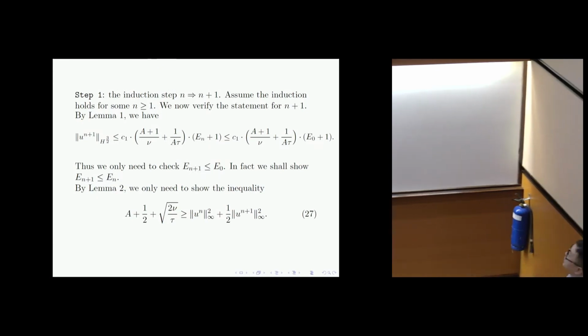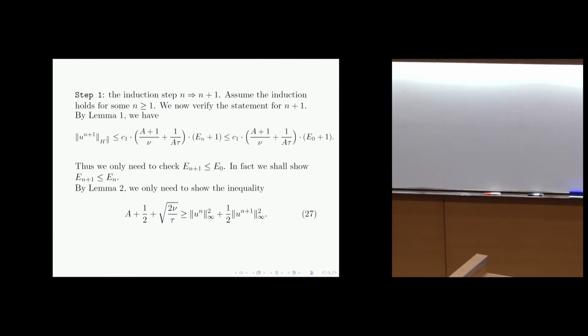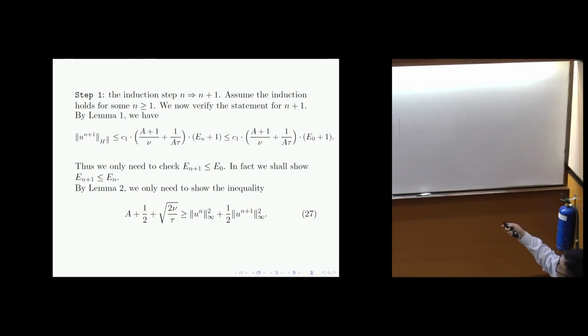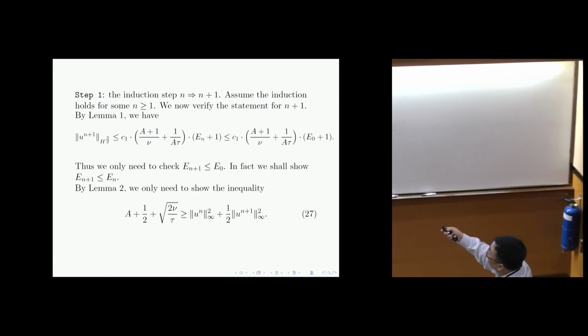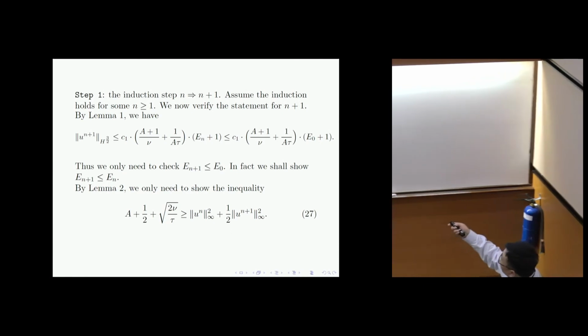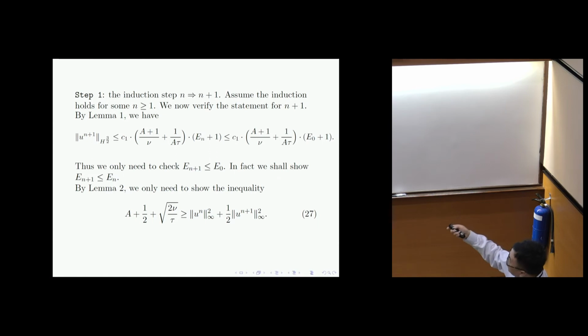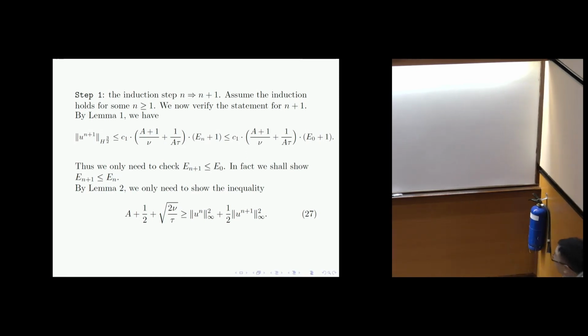Step 1, the induction step, when n goes to n plus 1, from n equal to k to n equal to k plus 1. We want to prove that. As mentioned, we assume the statement holds for n greater than or equal to 1, and now we verify the statement for n plus 1. From Lemma 1, u^{n+1} is bounded in the H^{3/2} norm. And if we can prove E^n is less than or equal to E^0, the initial energy, then we can prove u^{n+1} is bounded by this. In fact, we shall prove not only that E^{n+1} is less than or equal to E^0, but that E^{n+1} is always decreasing, not increasing, bounded by E^n. That's our proof.